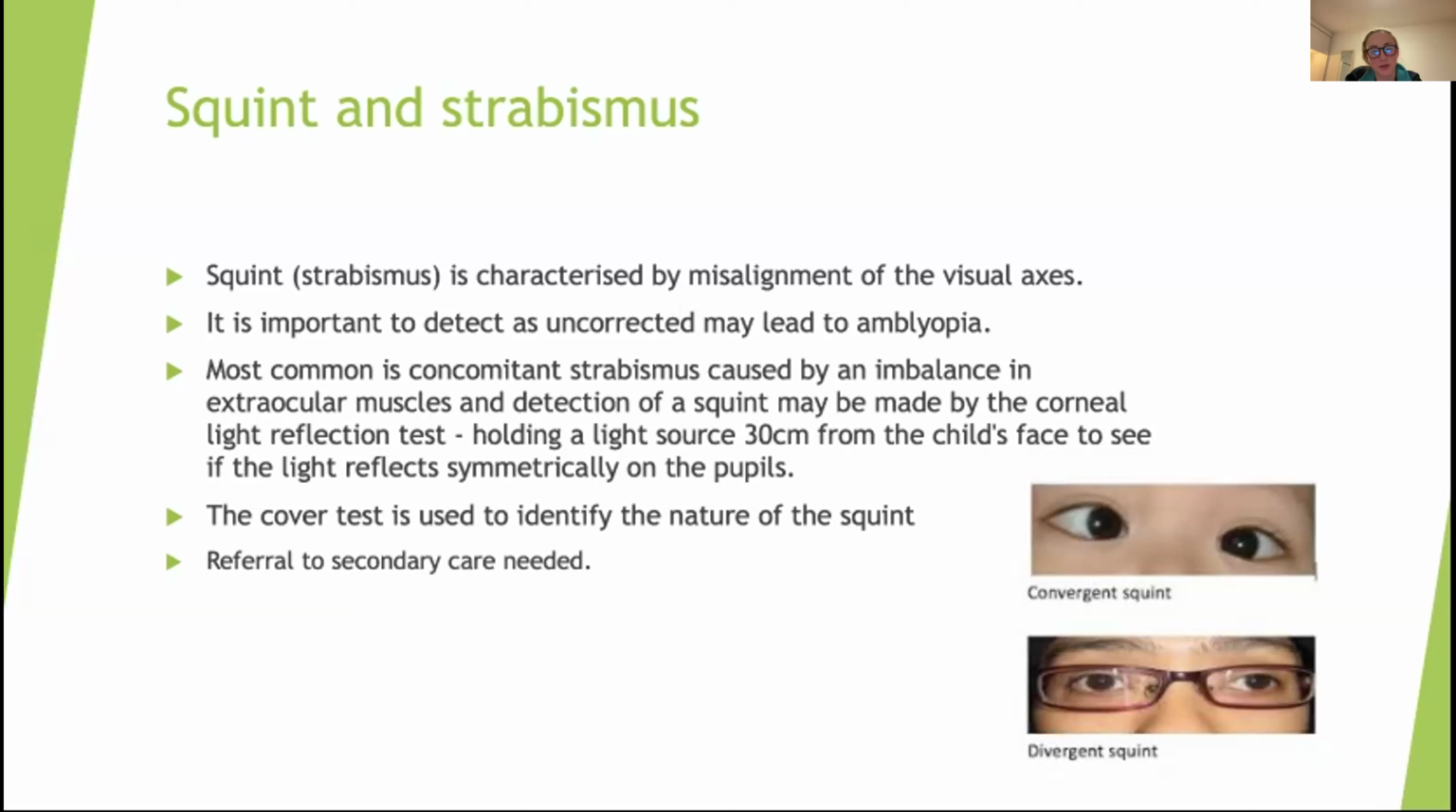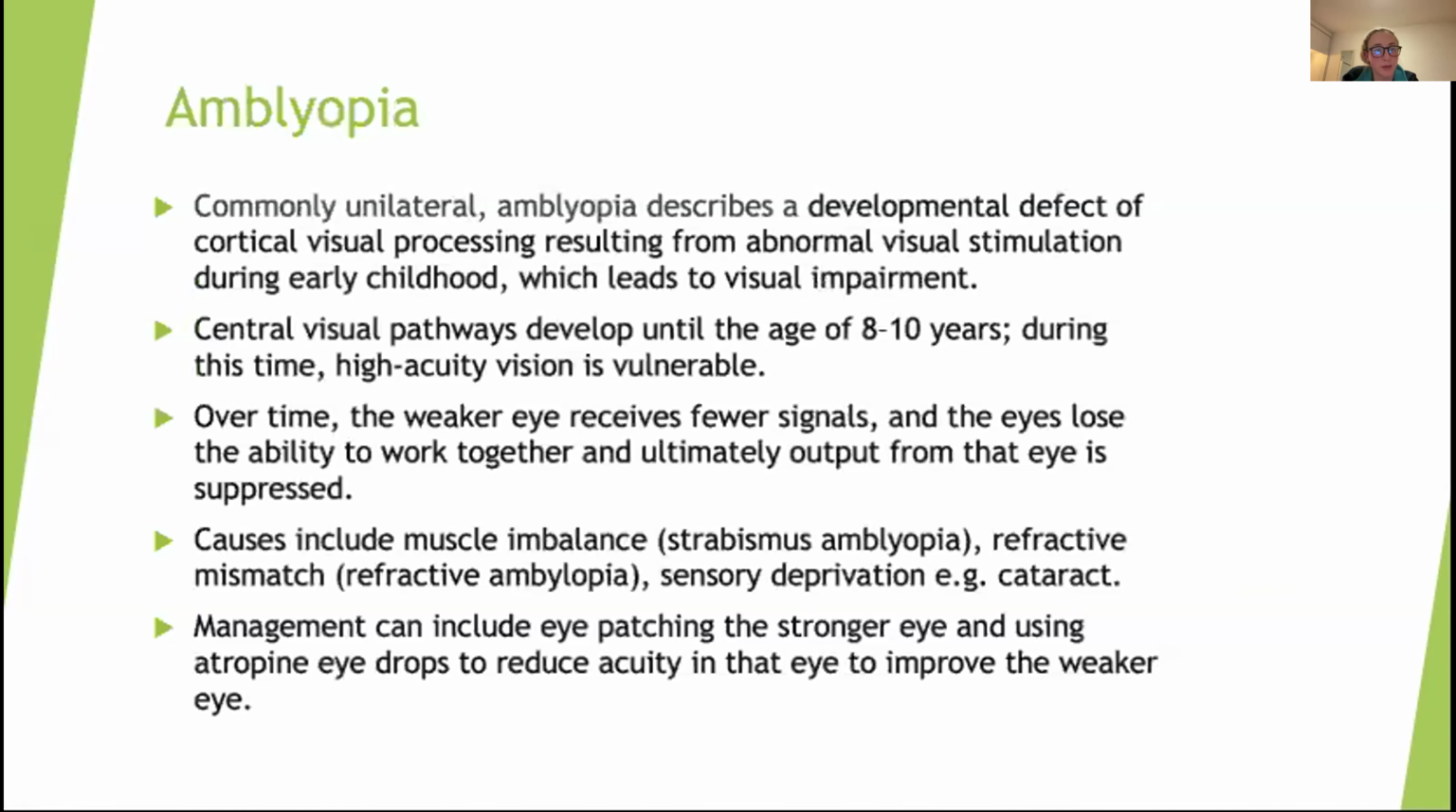But the mainstay of treatment to prevent it progressing to amblyopia, and treatment of amblyopia, is you put a patch over the stronger eye, which forces the weaker eye to work harder. That ultimately improves the muscle, whatever the cause behind it, it forces the weaker eye to work harder rather than just letting the dominant eye take over.